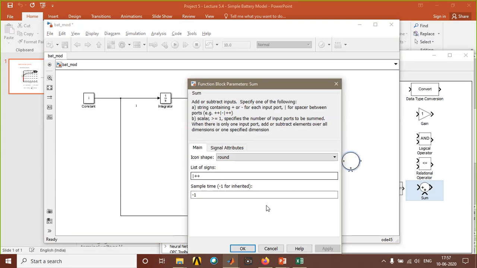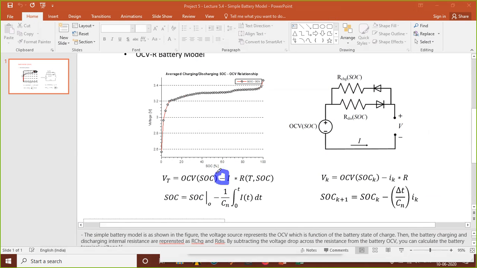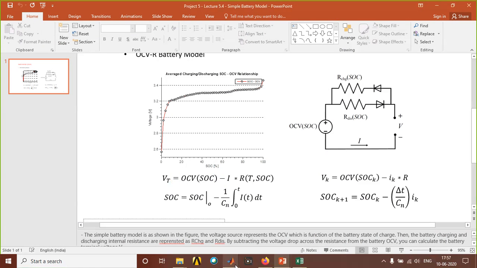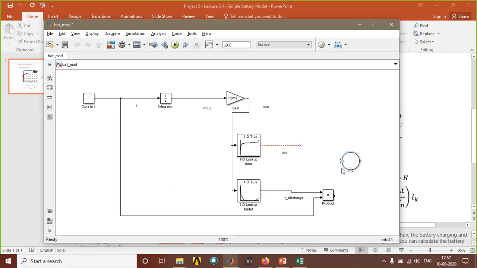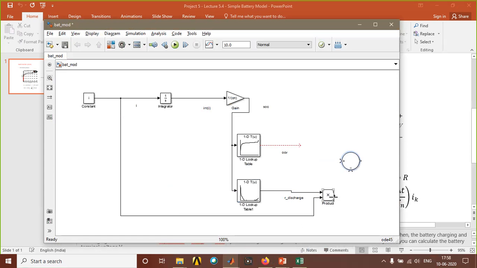Okay. Since we have two things. One is minus, this sign is plus. So that's why I did that. So double click it, delete one of the plus, put one minus. Okay. So now this data is for subtraction, this data is for addition. That's all, guys. The work is done. Okay.